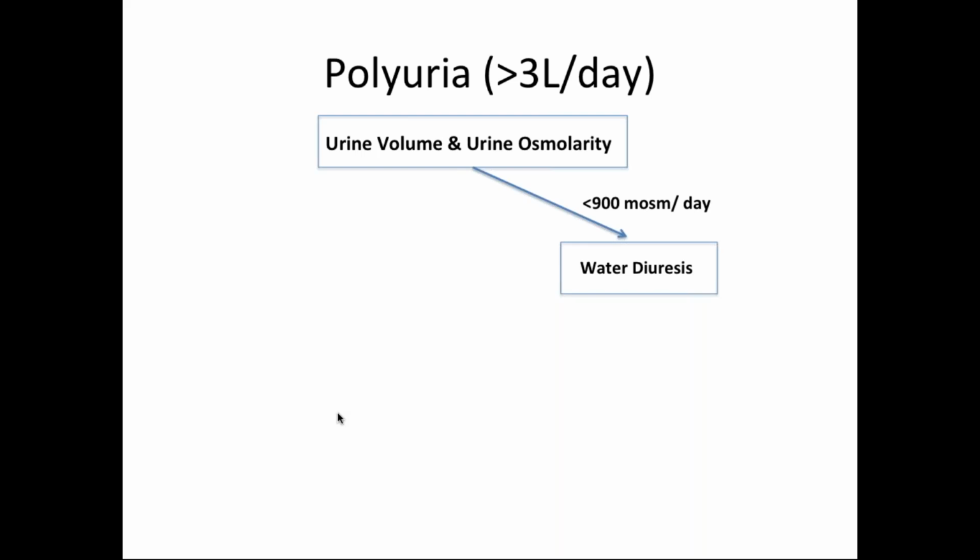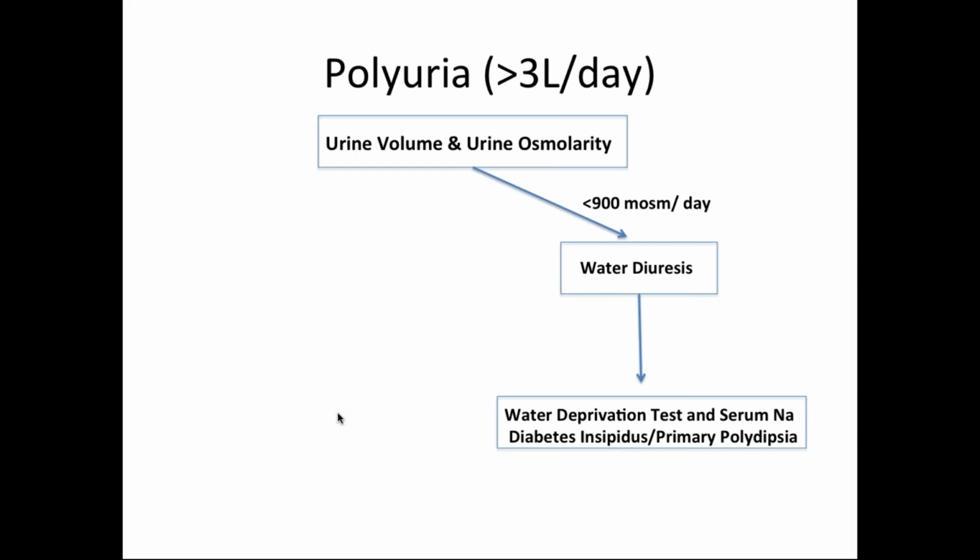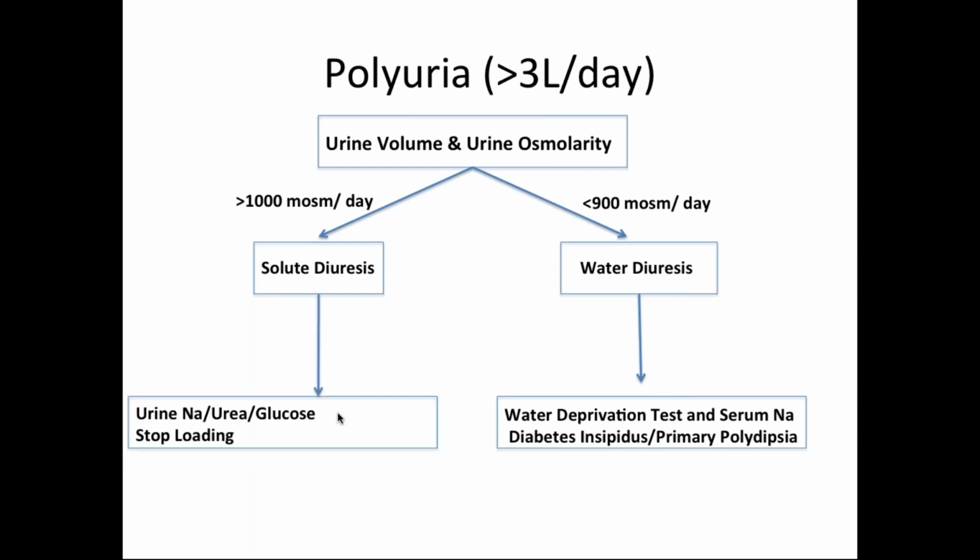So if it is normal solute intake that is coming out in the urine, then it means that this is a water diuresis. And for water diuresis, you would then have to do a water deprivation test and look at the serum sodium to evaluate and see whether this is someone who has diabetes insipidus or primary polydipsia. If the osmolar output or solute output is more than 1,000 milliosmoles a day, then it means that there is a solute diuresis, and that solute load is what is driving the polyuria.